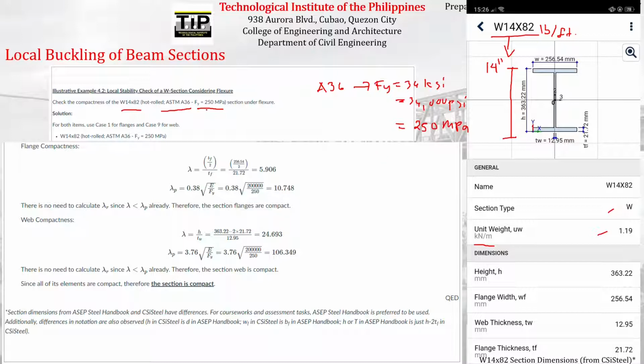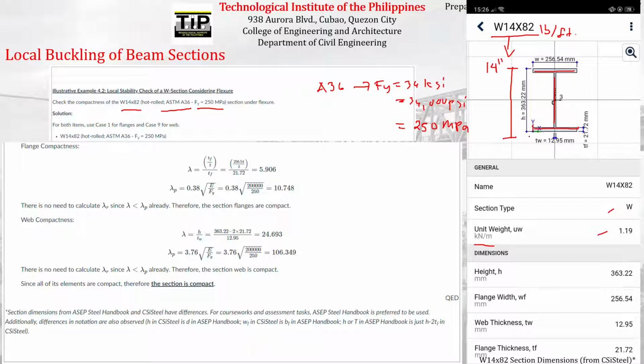Okay? So how do we check the local stability of the W14 by 82? Obviously, if you want to check the stability of the whole cross-section, we need to check the local stability of each individual section component, which are the top flange, the bottom flange, and the web. So we need to check the individual local stability of the section components.